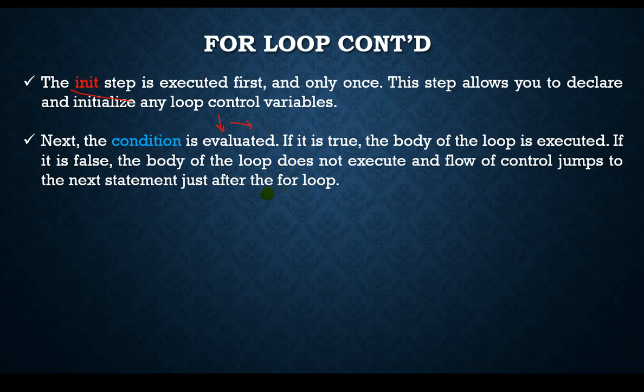Execute the body of the code, come and increment it, check the condition. So this is what is happening. Next, the condition is evaluated. If the condition is true, we go to the body of the loop and execute it. And if it is false, the body of the loop does not execute. The flow of control jumps to the next statement just after the for loop.